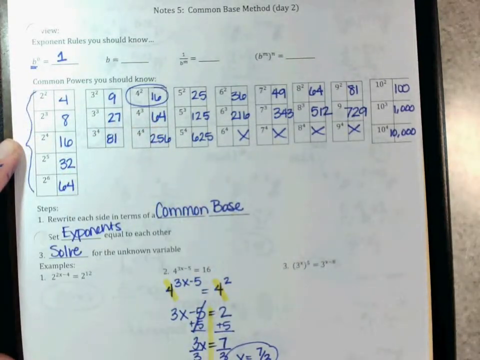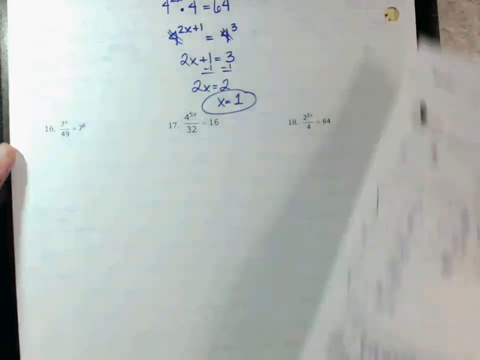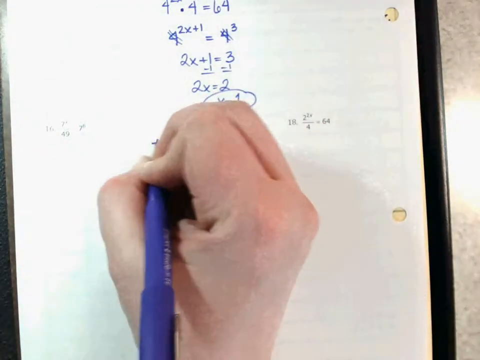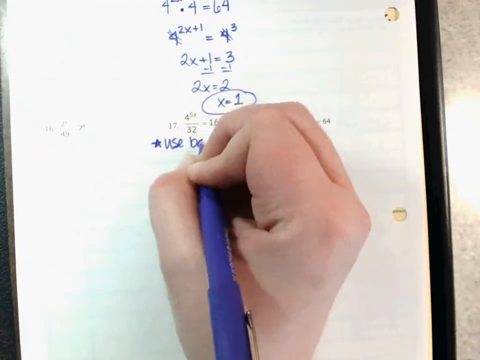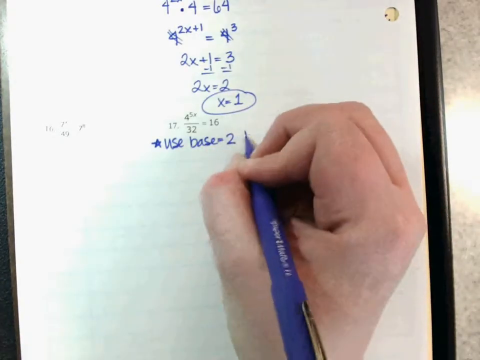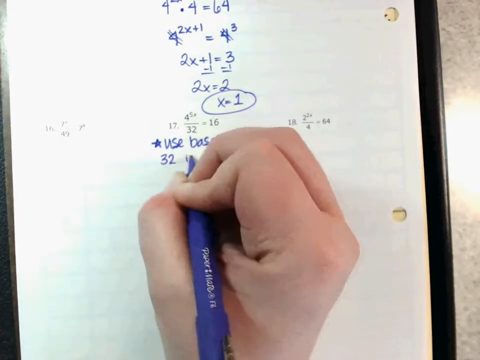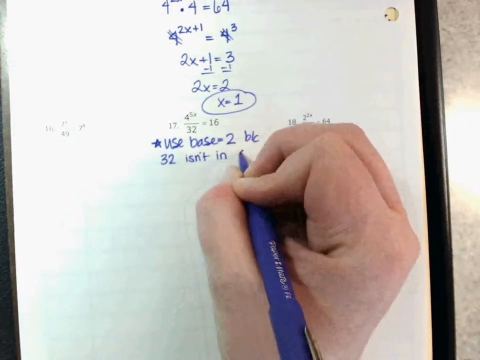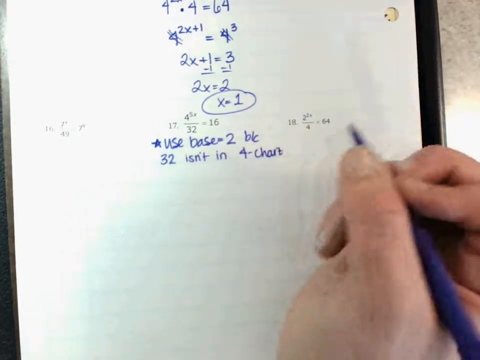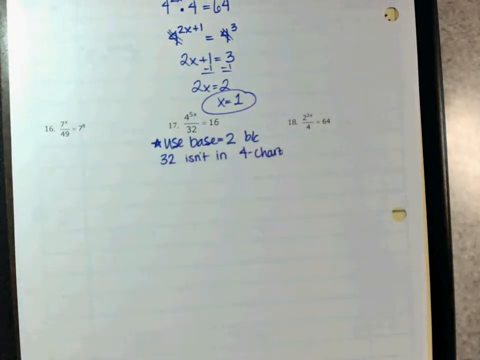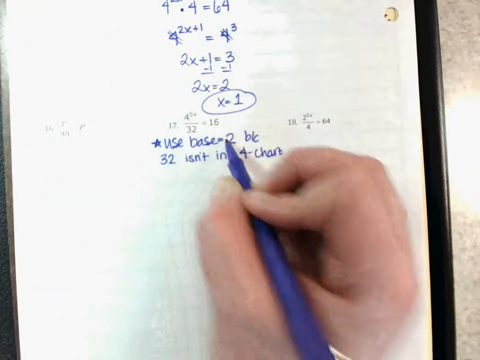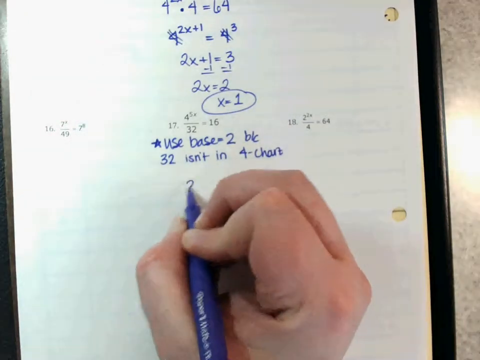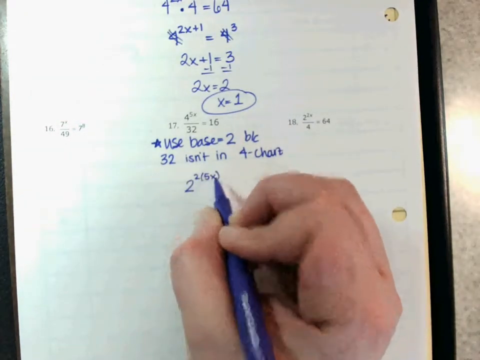Okay, so if you can't use the smallest base, you may have to go smaller, and we did one like that yesterday. So when I convert, I'm going to put a little star here. I need to use base 2 because 32 isn't in the 4 chart. Okay, 32 is never a 4 base, then I can't use that. So I'm going to rewrite 4 as a base 2. 2 to the 2, 5x.